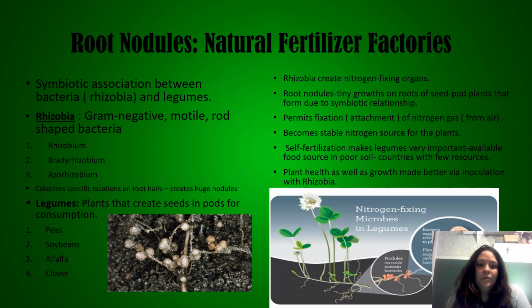Next, we're going to talk about root nodules and natural fertilizer factories. There's a symbiotic association between bacteria known as rhizobia and legumes. Rhizobia are gram-negative, motile, rod-shaped bacteria, and there are three different types: the rhizobium, the bradyrhizobium, and the azorhizobium. They're going to colonize specific locations on root hairs.